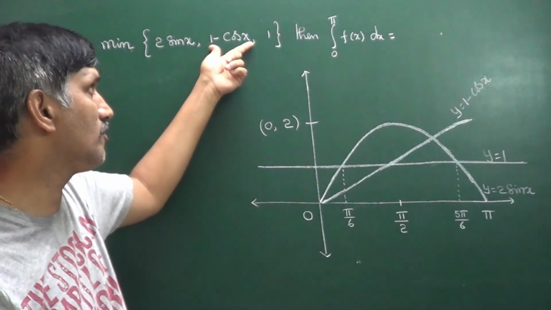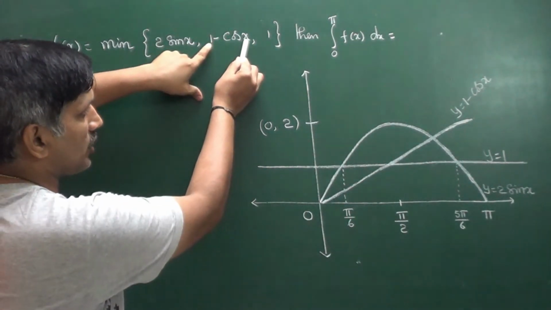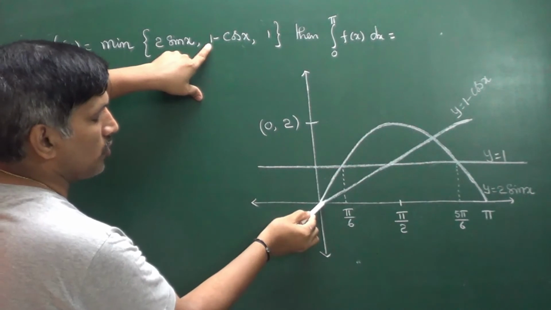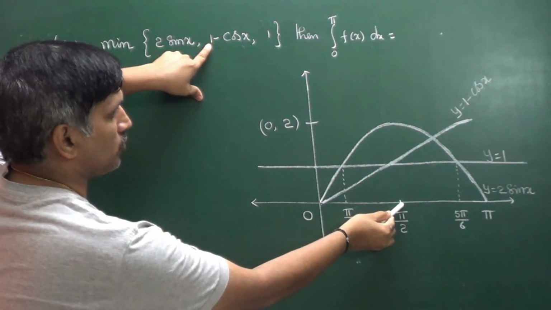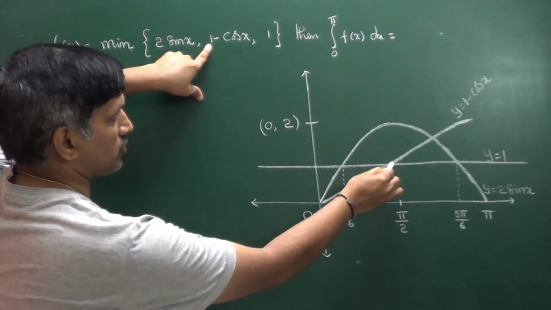Next we have to draw the graph of y is equal to 1 minus cos x. You can observe when x is equal to 0, you will get 0. When x is equal to pi by 2, you will get 1.